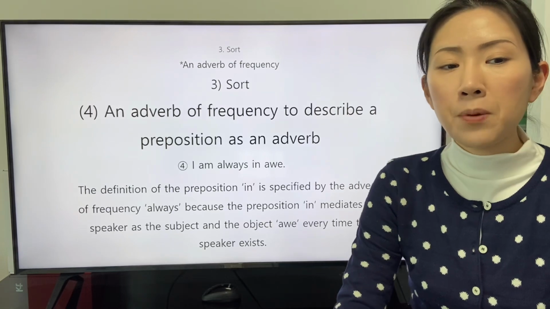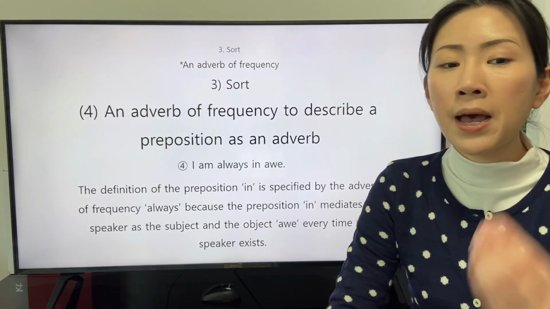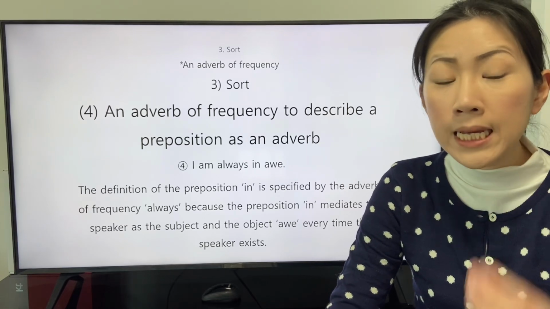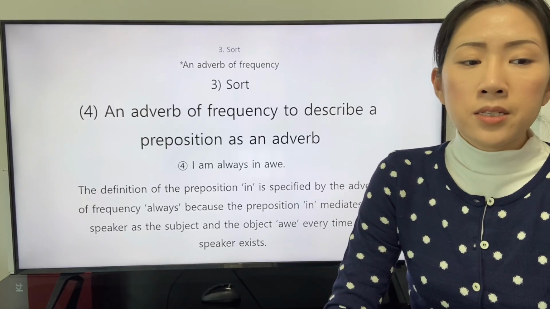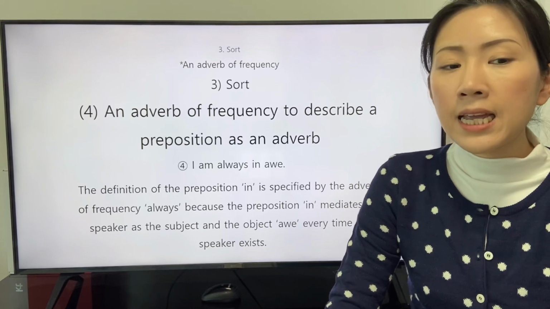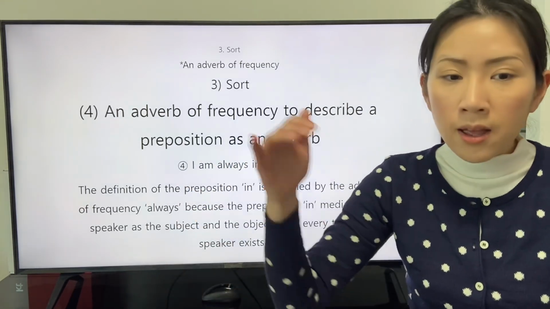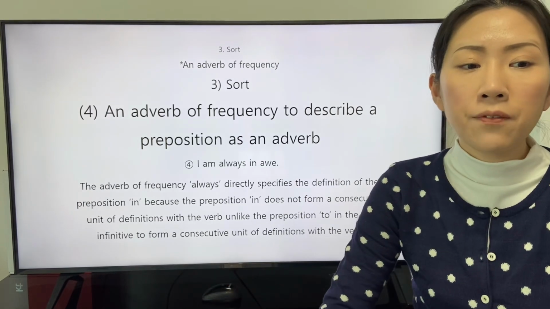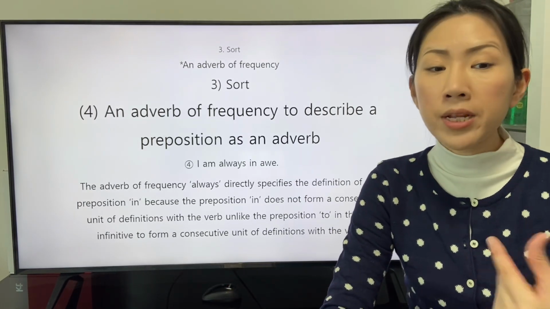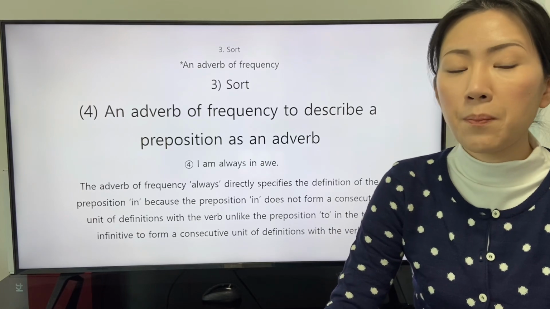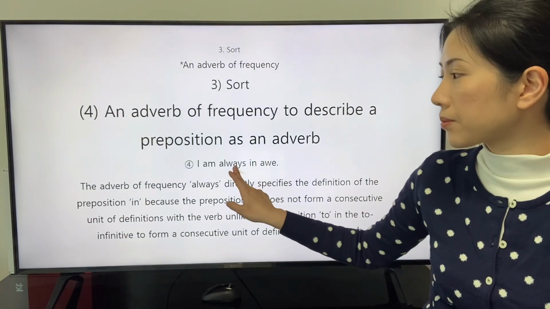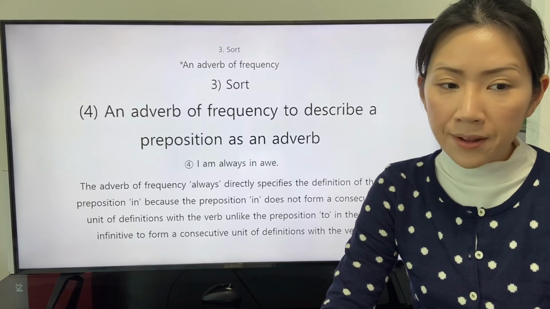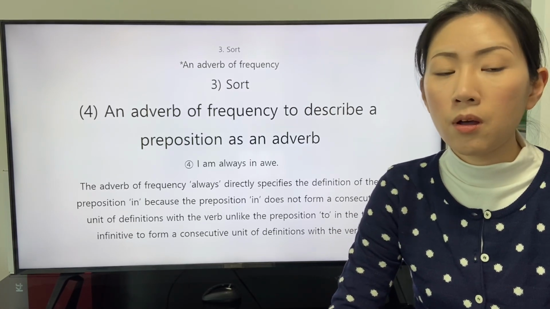The definition of the preposition in is specified by the adverb of frequency always because the preposition in mediates the speaker as the subject and the object awe every time the speaker exists. The adverb of frequency always directly specifies the definition of the preposition in because the preposition in does not form a consecutive unit of definitions with the be verb.